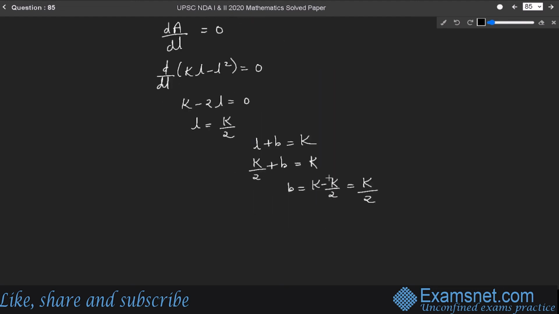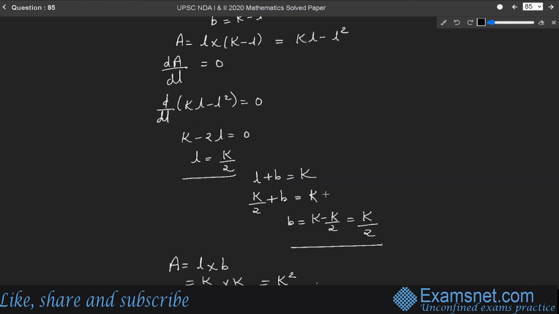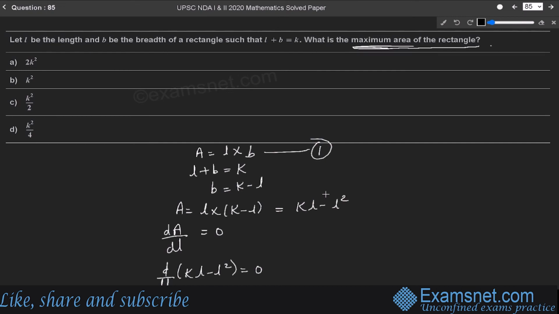Now we have both the values. L is equal to K by 2 and B is also equal to K by 2. Again putting it in the formula for area, area is equal to length into breadth. So it will be K by 2 into K by 2, which gives K square upon 4. So it is the maximum area for the given rectangle. So the correct option for this question is option number D, which is K square upon 4. I hope this question is very clear to you. This question only uses a very basic formula which we have already learned in small classes, which is the area of a rectangle.